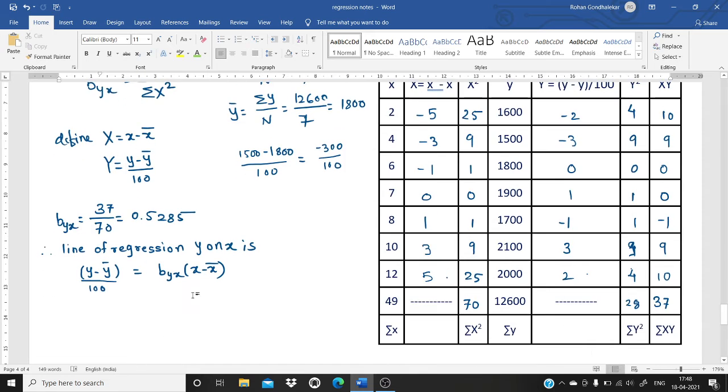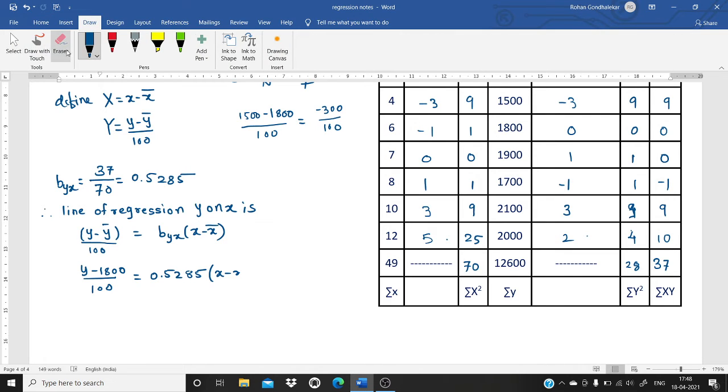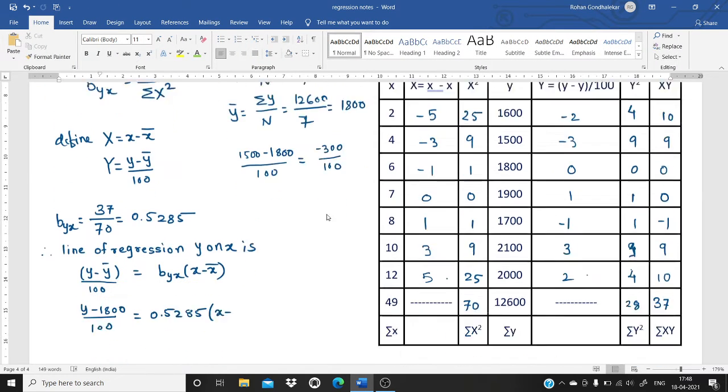Yeah. Now we'll go further. So this is y minus 1800 divided by 100 is equal to 0.5285 into x minus x bar. See what is the value of x bar? The x bar is 7.